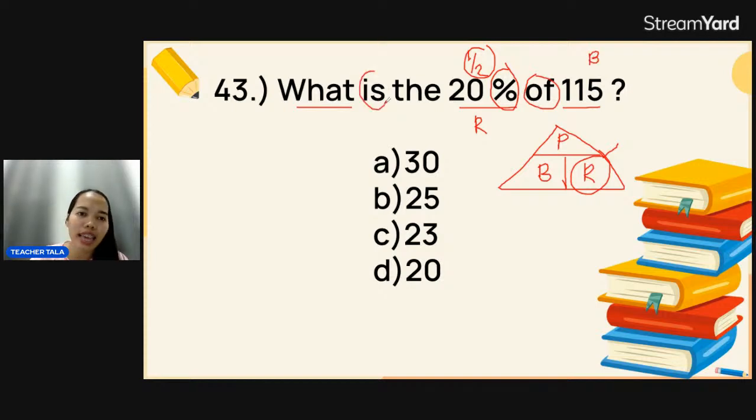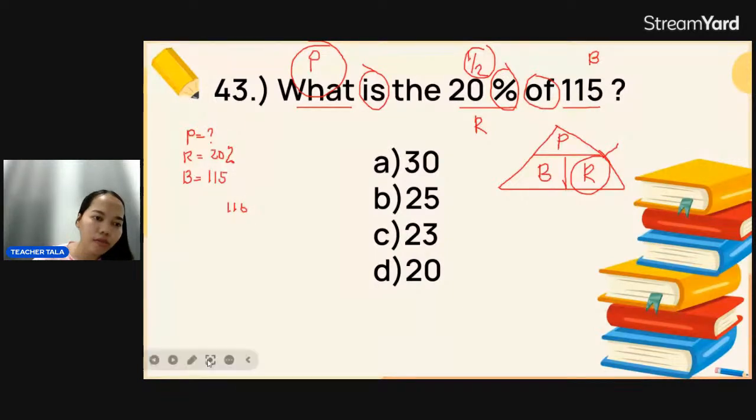And kapag nasa malapit siya sa "is," that's percentage. Before or after "is." Okay? So, meaning, si percentage yung hahanapin natin. So, P is question mark, rate is 20%, and then base is 115. So, kunin natin yung 20% ng 115.